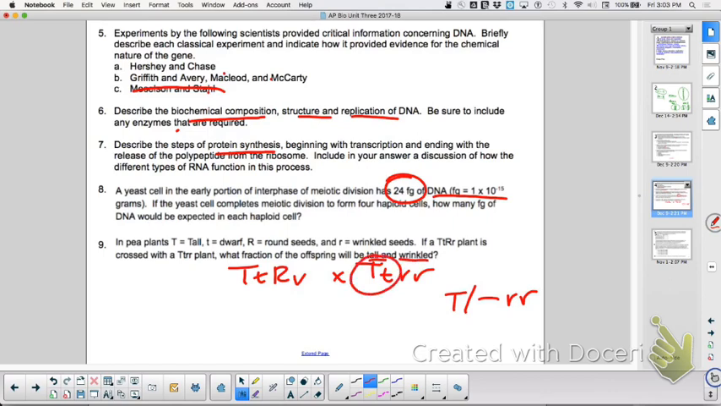So what percentage, if you do that cross, can you see that, put it in your head? What percentage will be tall? 75%. Give me a fraction here. 3/4. And then if you look at this one, big R, little r, crossed with little r.